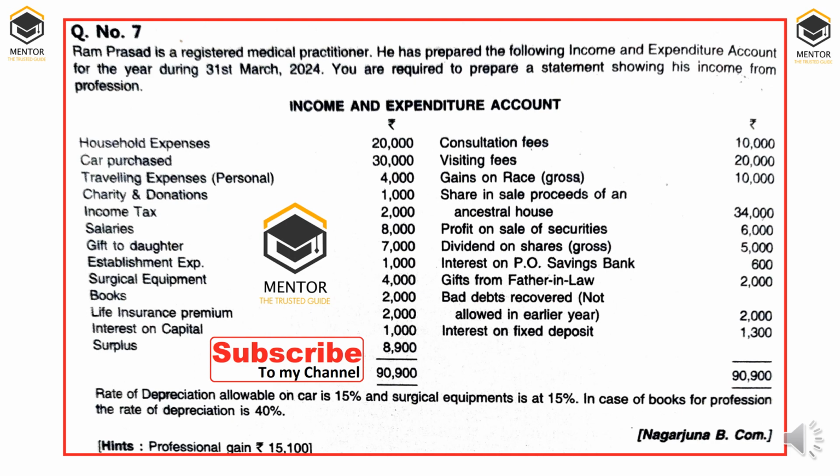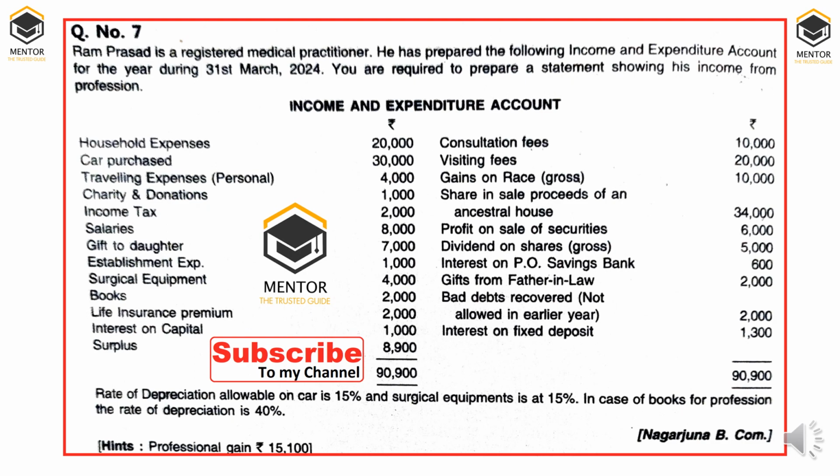Then we have surplus. Consultation fee, visiting fee, gain on races, horse race is disallowed. Share in sale proceeds of an ancestral property is disallowed, it's not a professional gain. Profit on sale of securities disallowed, income from other sources, dividend on shares disallowed, interest on post office savings bank deposit disallowed, gifts from father-in-law is also disallowed, bad debts recovered, not allowed earlier, then interest on fixed deposit disallowed. So we'll see how to calculate with the adjustments even.